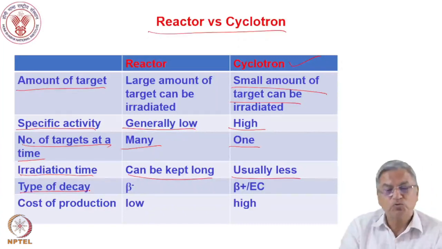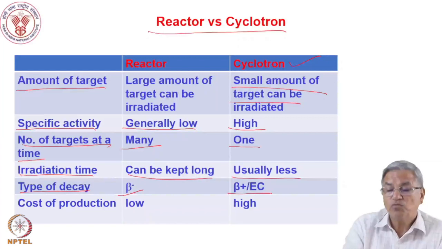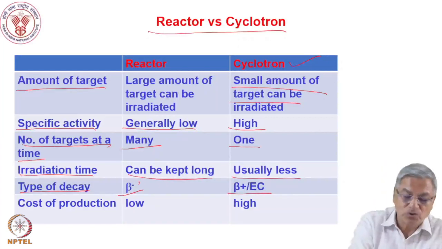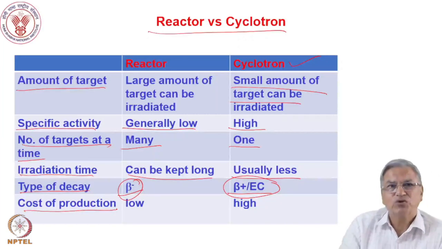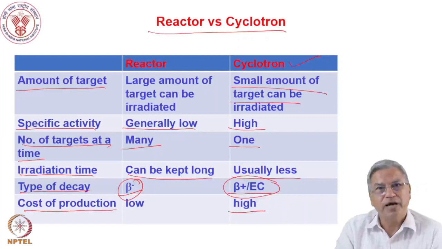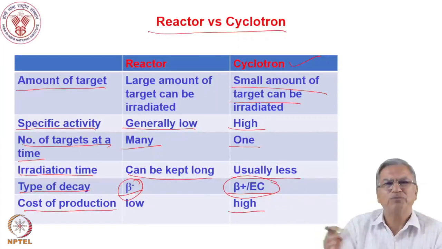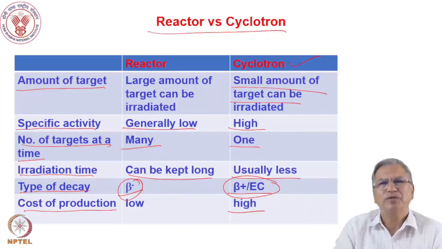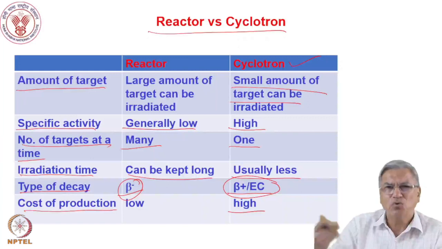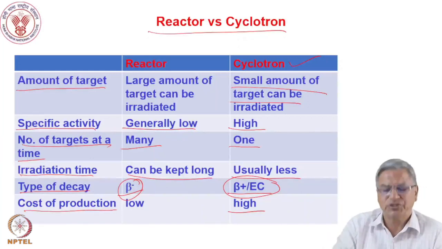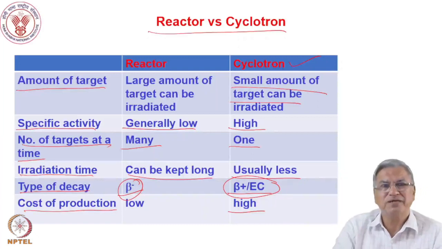Type of decay of radioisotopes produced in reactors is mostly beta minus, but in the case of cyclotron produced radioisotopes, beta plus and electron capture. So they are neutron rich, they are neutron deficient. That is the only difference. And the cost of production accordingly, in the reactor, cost of production is low, but in the accelerator, cost is very high. So you have to weigh, you have to optimize the cost also, because when you are delivering for industry, some applications, or in hospitals, whatever the cost of the radioisotope that you produced would go into the final cost of the particular operation or test. All these factors are important to choose the method. So you may get a low specific activity in the reactor, but it is cheaper. You want to go for high specific activity in cyclotron, you have to pay for it. That is how you have to assess the situation and plan.